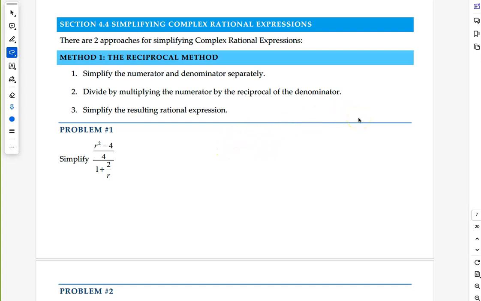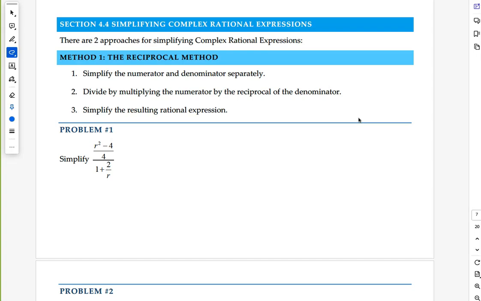Okay, so in 4.4, we're simplifying complex rational expressions, and I hate the name of this because when you think complex, you think, oh, that's got to be really difficult, and these look really crazy. But if you treat them a certain way, it won't be so hard to do them, because it's like you're doing sometimes 2 or 3 problems in one, and that's why they look a little bit crazy.